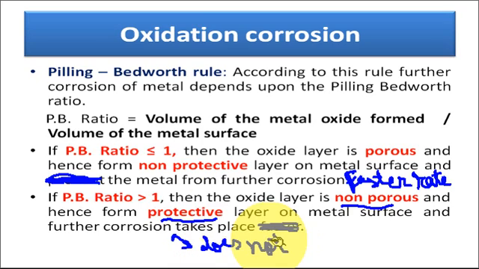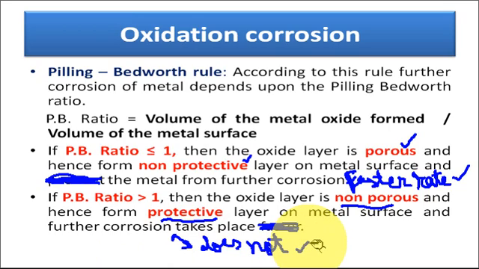So if PB ratio is less than 1, the layer is the porous and non-protective layer, and in such cases corrosion takes place at a faster rate. While if PB ratio is greater than 1, in such cases the layer is the non-porous and protective layer, and corrosion of the metal surface does not take place further.